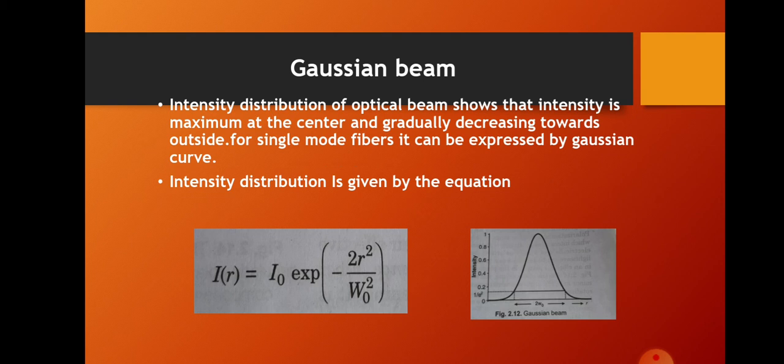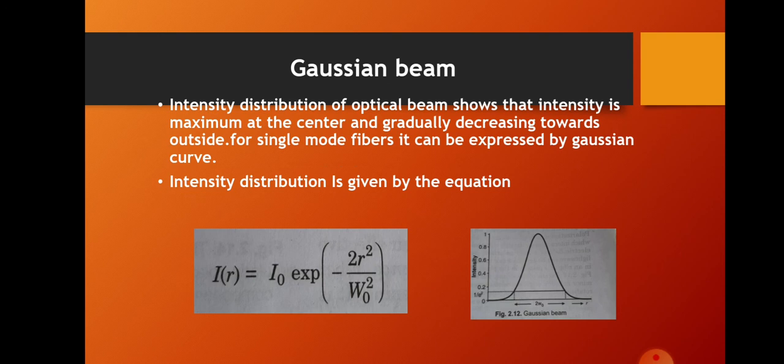Next is the Gaussian beam. We know that the intensity distribution of the optical beam shows that intensity is maximum at the center, and it gradually decreases towards the outside. We know from mode theory that in the case of a single mode fiber, the intensity distribution is like that. For the TE01 mode, its intensity will be high at the center. For single mode fibers, it can be expressed by a Gaussian curve.